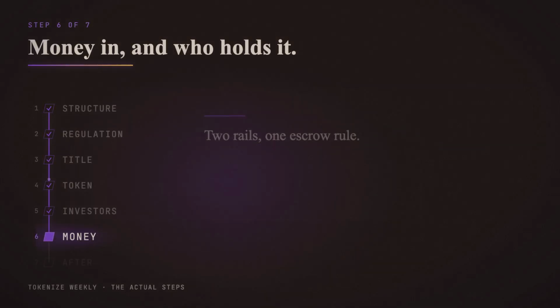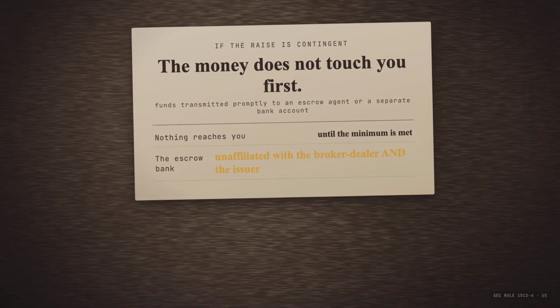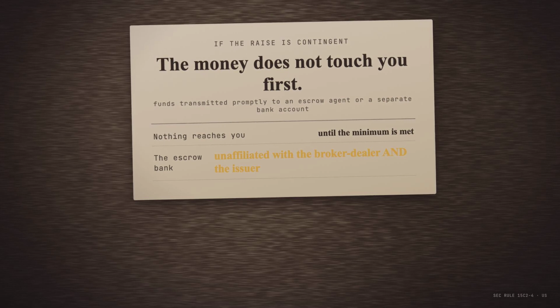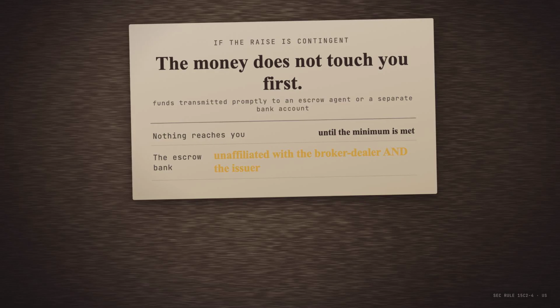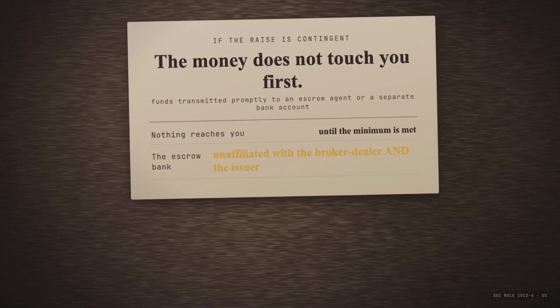If a broker-dealer is involved in an all-or-nothing offering, escrow is not optional. SEC Rule 15c2-4 requires funds transmitted promptly to an escrow agent or separate account, and nothing reaches you until the minimum is met. The escrow bank must be unaffiliated with both the broker-dealer and the issuer.